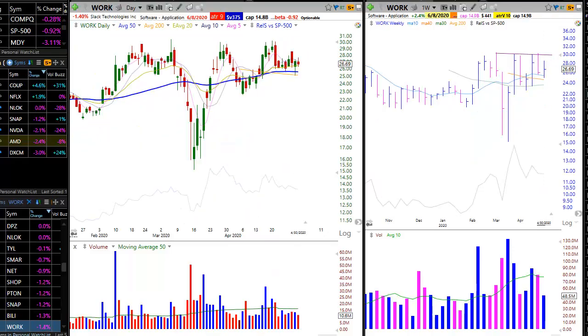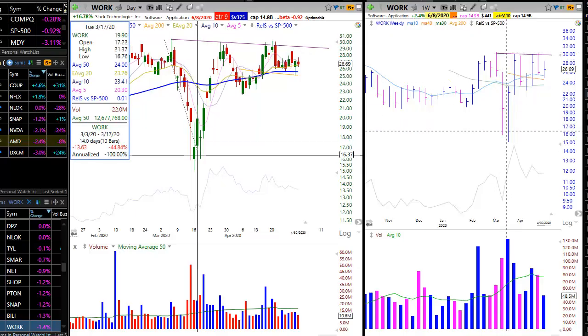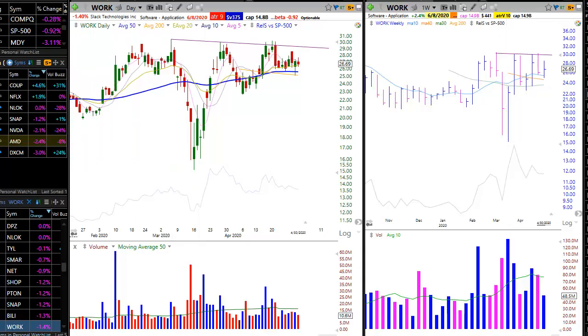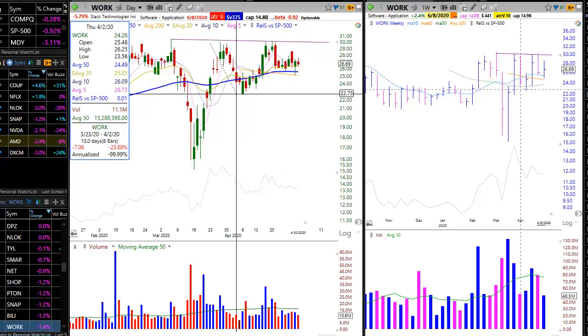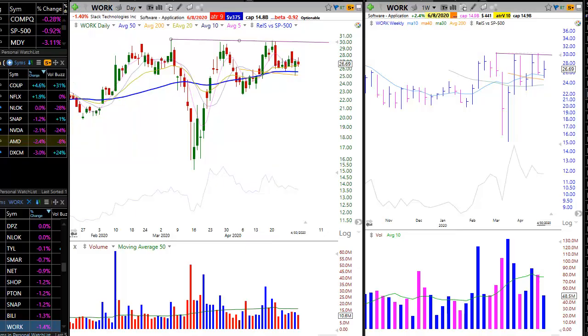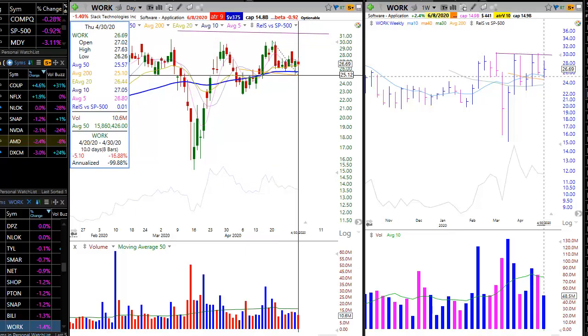And the final chart of the night is Work, which is in a pretty interesting setup here. Obviously it had a nasty sell-off, close to 50%, but given how sharp the market sold off, 50% isn't exactly horrible. But notice the tightening up from left to right here. The next consolidation was 23%, and the current consolidation is 17%.